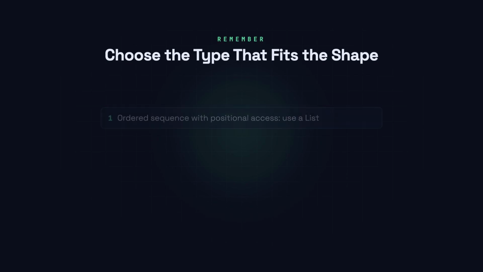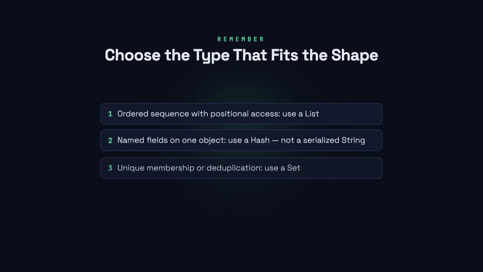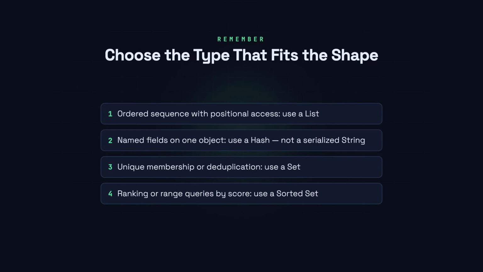The wrong data type does not just feel inelegant, it shifts correctness burdens into your application and turns order log n Redis operations into full table scans in memory. Let the type do the work.